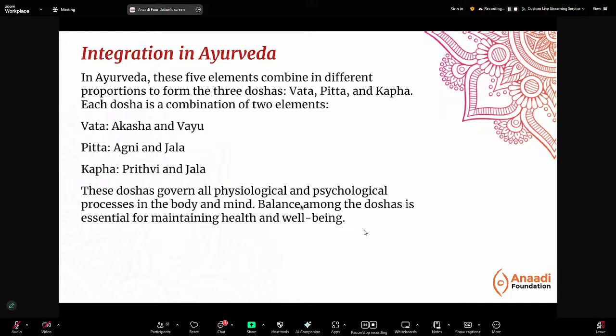So in Ayurveda, how do these Panchabhutas combine? Akasha and Vayu combine to form Vata dosha. Agni and Jala Tattva, Pitta dosha. Prithvi and Jala Tattva, Kapha dosha. These doshas govern all the physiological and psychological processes in the body. Balance of these doshas is essential for good health. So as I told you, it's important to understand how these doshas come together. I mean, how the bhutas come together to form the doshas. Okay.